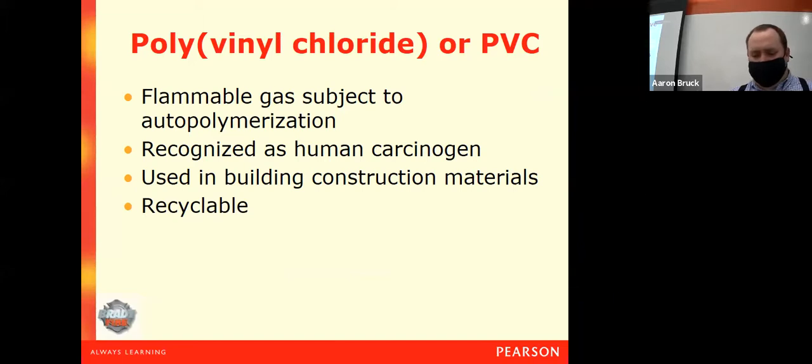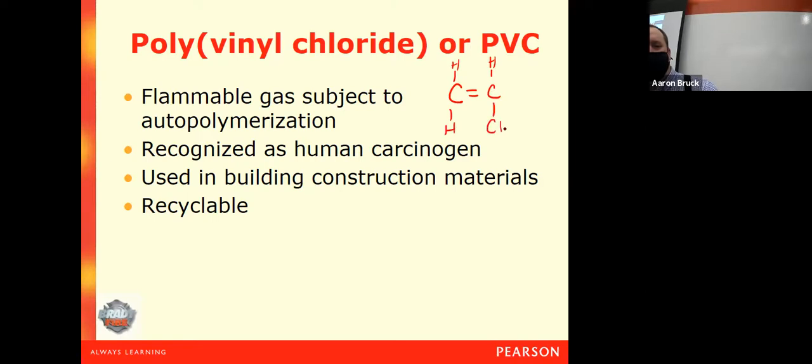Polyvinyl chloride, also known as PVC. PVC is derived from vinyl chloride. Vinyl chloride, as you might imagine, is the vinyl compound with the chlorine in that spot. On its own, vinyl chloride is pretty nasty and dangerous stuff.